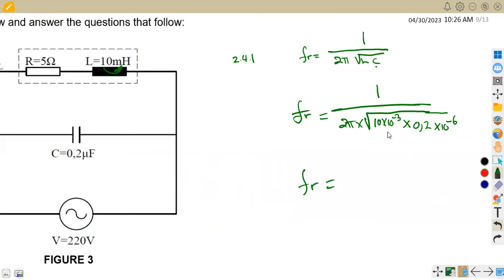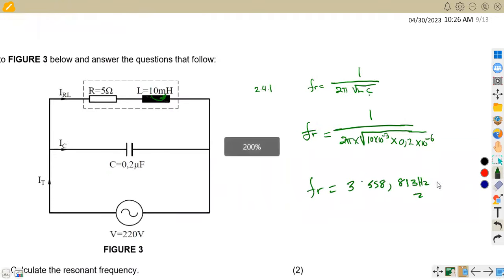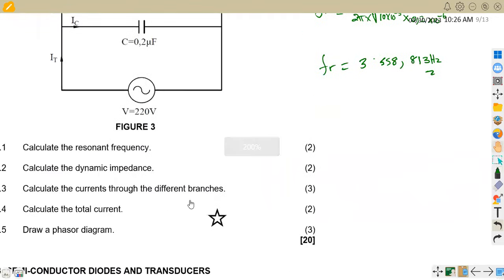So using our calculator properly, this is going to be 3558.8127 and so forth. So the 7 is going to change the 2 into 3. So this is going to be 3559 in hertz. Remember, resonant frequency is measured in hertz. All right, so that was our first part of the question.